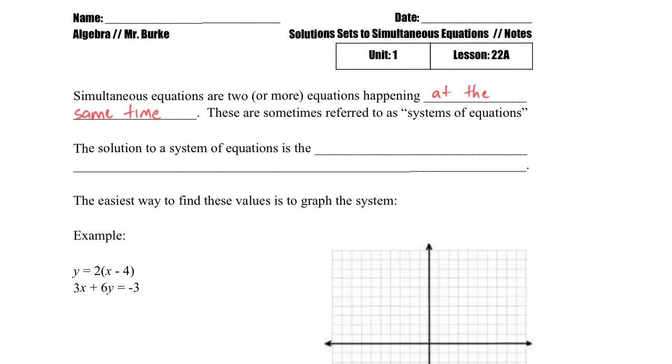So we have all these solutions to one equation, and then we have all these solutions to the other equation. So the solution to the system is the value of the variables that makes both equations true.